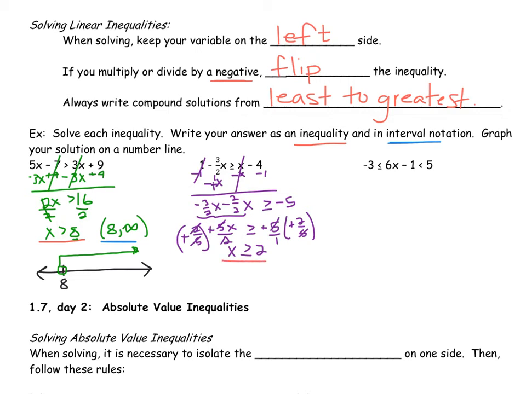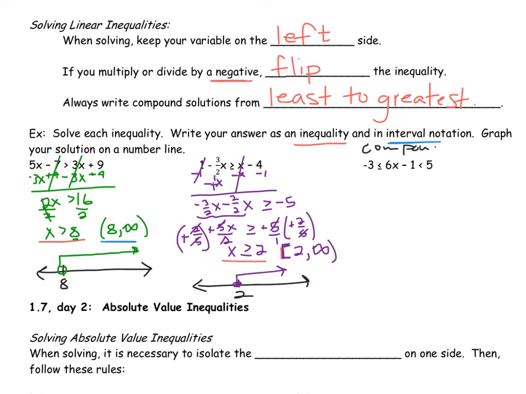Now, to make that an interval, with the equal bar underneath, we're going to use a bracket. Bracket, the 2, and then because the arrow points to the right, again, it will go towards positive infinity, but that gets a parenthesis. On the number line, we use 2 as our boundary. x is greater than or equal to 2, so we use a closed dot to represent that, and our arrow points to the right.